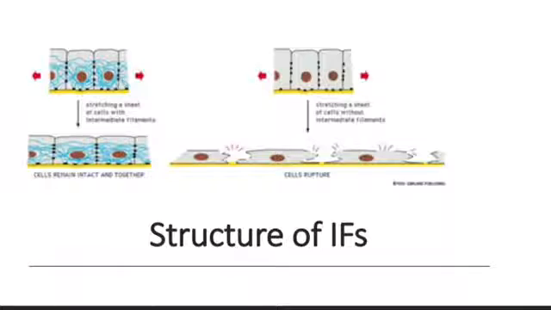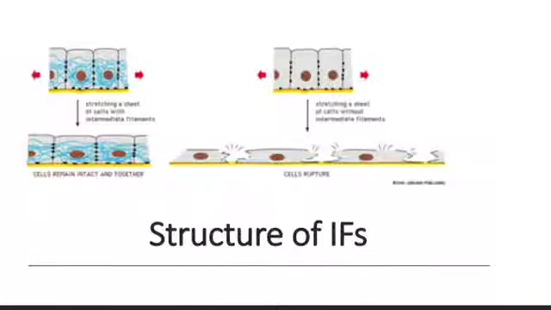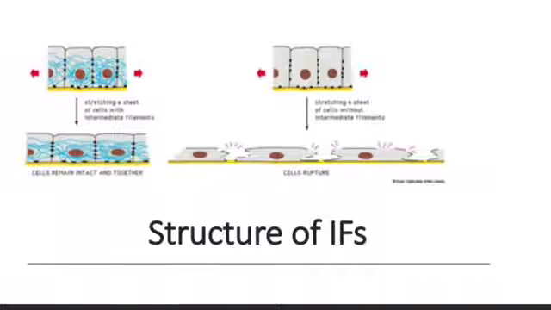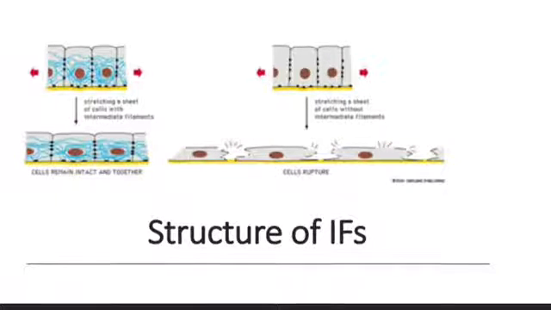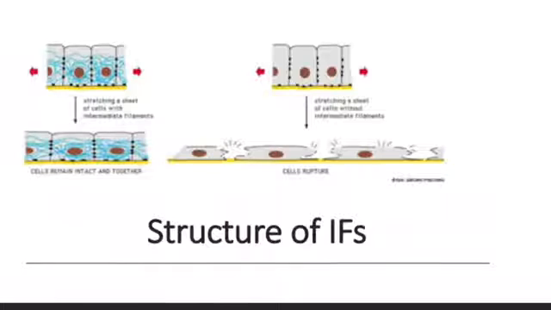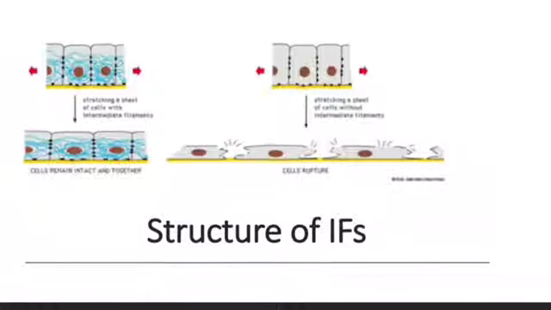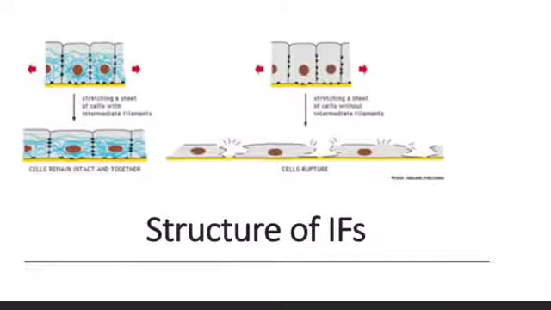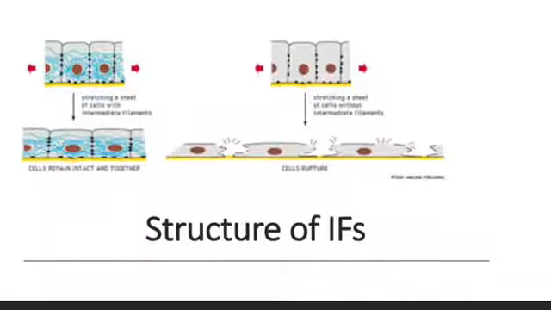Next, we will discuss the structure of IFs. Their function is to help the cell withstand mechanical stress. Without IFs, the cell could tear. Examples of mechanical stress would be stretching, pulling, and squeezing. Where you find the most IFs are in neuron axons, muscle cells, and skin cells. Out of the three filaments, IFs are the toughest and most durable.